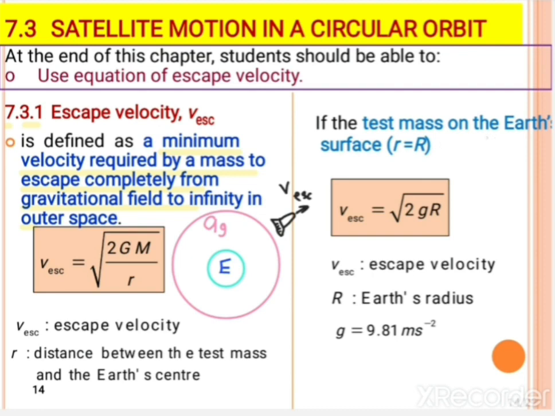If the test mass is on Earth's surface, the distance r equals the radius of Earth. So the formula for escape velocity equals square root of 2gR, where R is the radius of Earth.